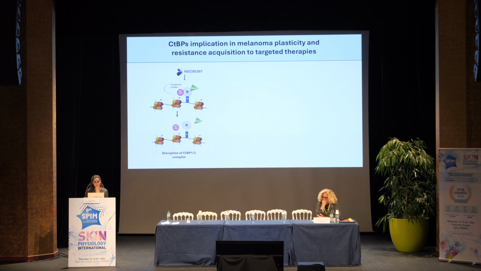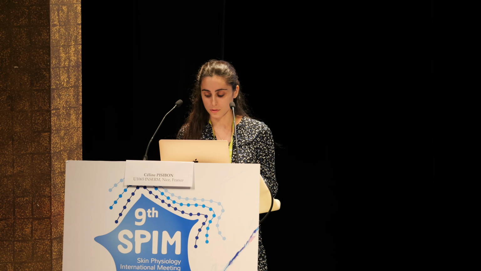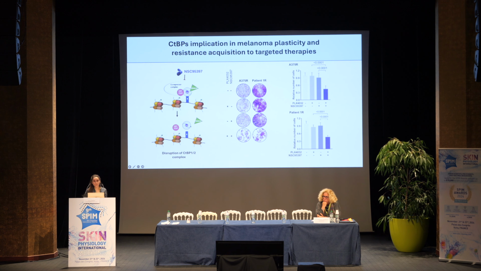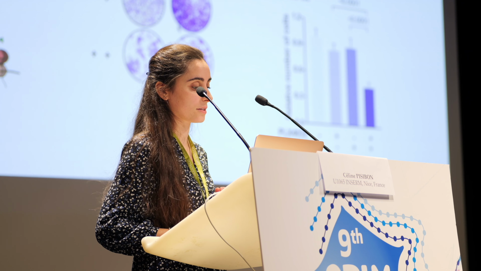We will start with the inhibitor part. We used NSC 95397, which is an inhibitor of CTBP1 and 2 that targets the complex, and this inhibitor will disrupt the complex, so we will lose the interactions with the partners. First, we did a dose response of this inhibitor in order to find a concentration that does not affect the proliferation itself, as you can see here in the crystal violet.